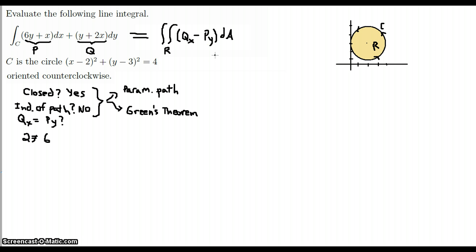Notice Q_x is 2, right? We found that. P_y was 6. Q_x minus P_y is a constant. It's negative 4. And so we can pull that constant out, and we're looking at negative 4 with the integrand now being a 1. We just have to recognize that as the area of the region R.